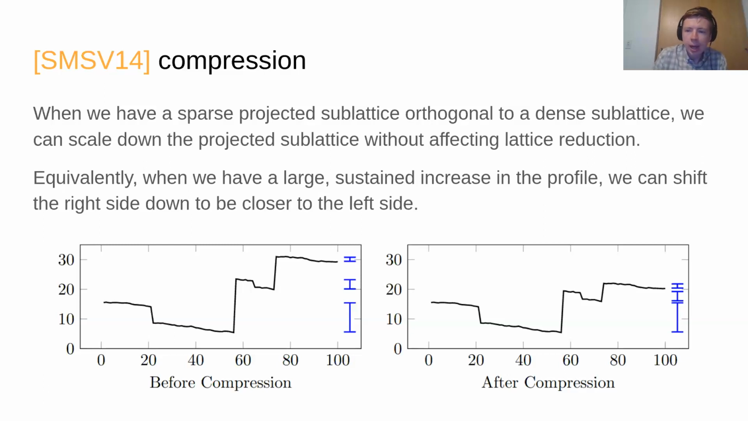So I won't go into the full intuition for why this is, but essentially this compression idea from this Cerrucci paper is a way of decreasing the spread of the profile, which coincidentally means that we can decrease the number of bits of precision that we need to use to represent the lattice basis.